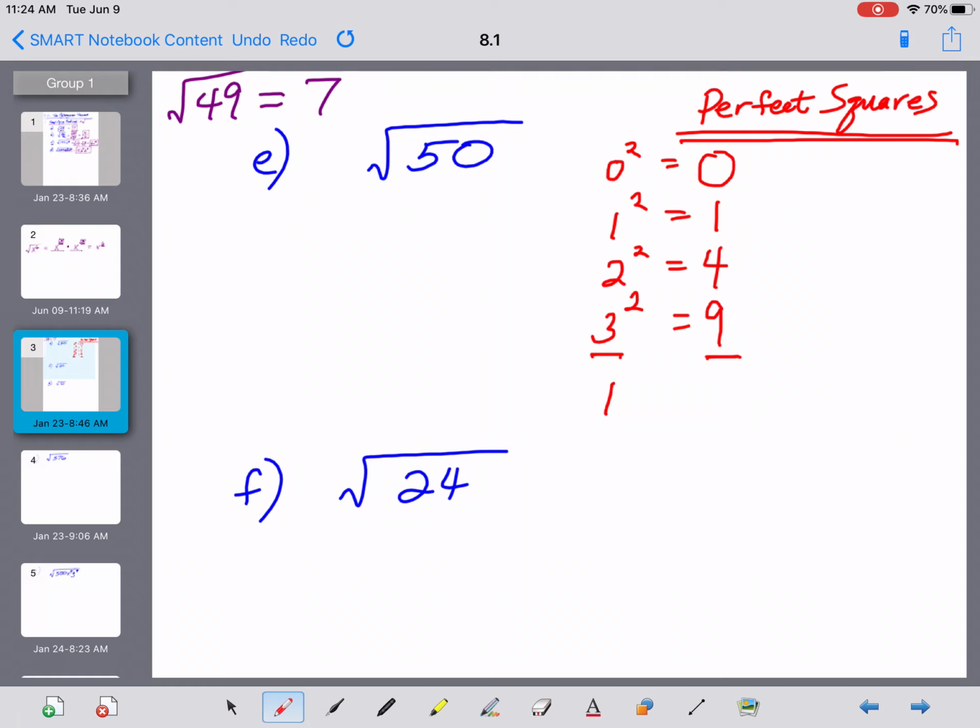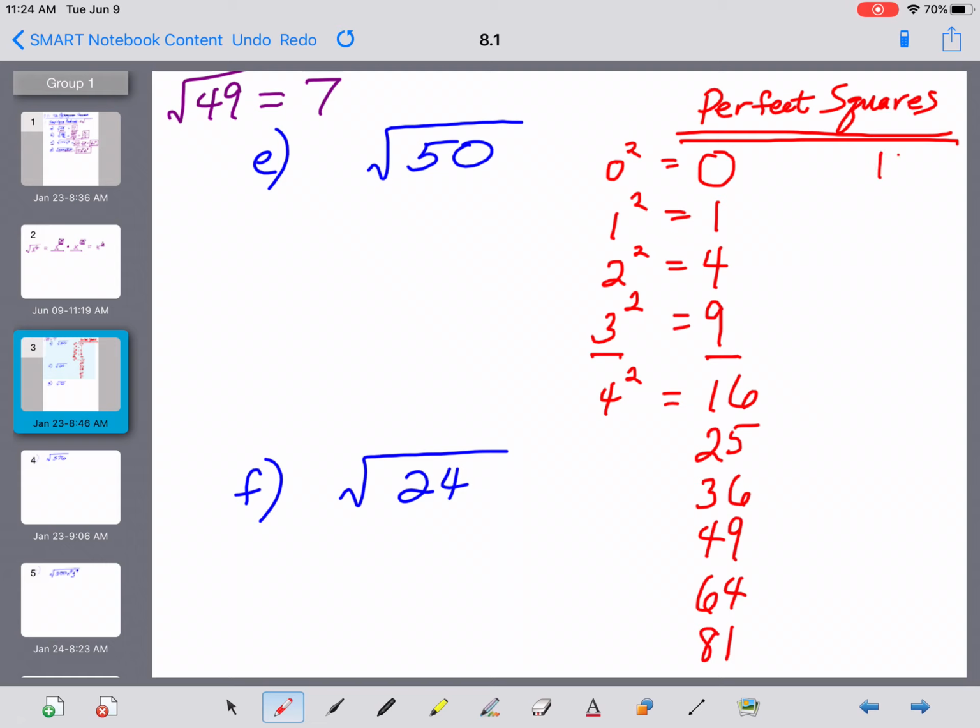So the next one in our little list right here, 4 squared would be, yep, there we go, 16. That's our next perfect square. 5 squared is 25. 6 squared is 36. 7 squared, 49. 8 times 8 is 64. 9 times 9, 81, and we'll go into the 3-digit squares over here on the right.